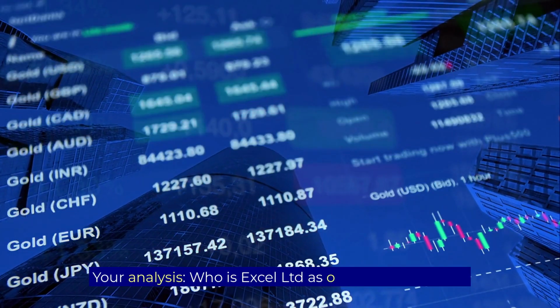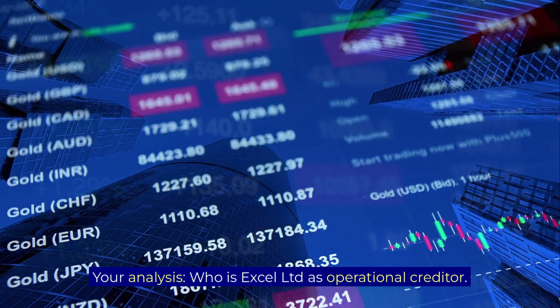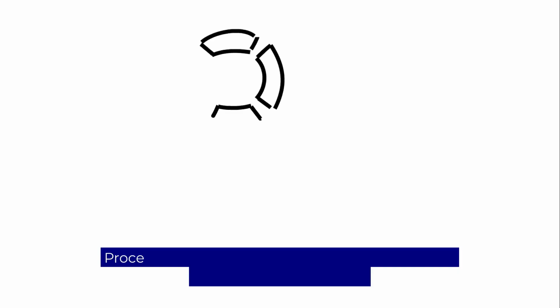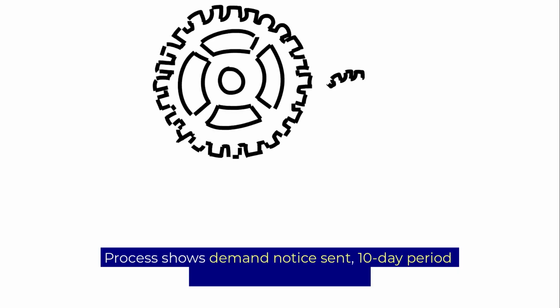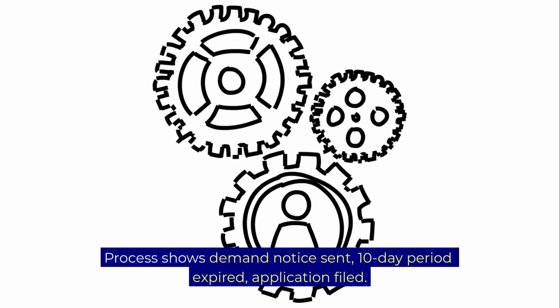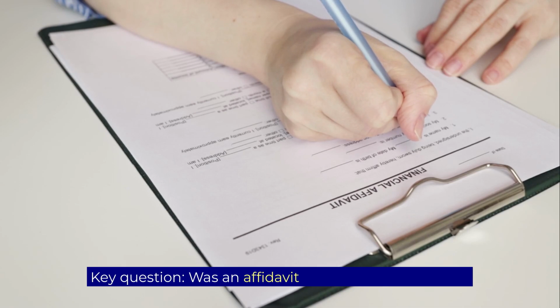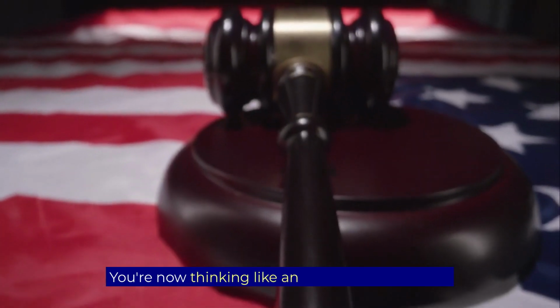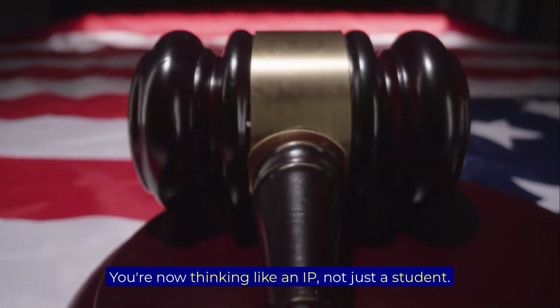Your analysis: who is XL Limited? An operational creditor. What is the debt? 50 lakhs, which is below the 1 crore threshold. The process shows the demand notice was sent, the 10-day period expired, and the application was filed. Key question: was an affidavit of no dispute attached? You're now thinking like an IP, not just a student.